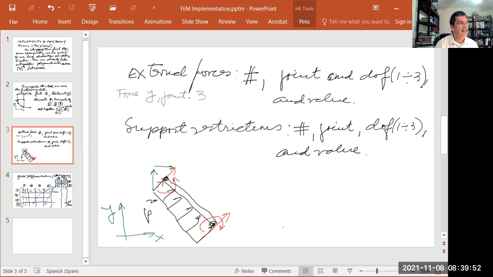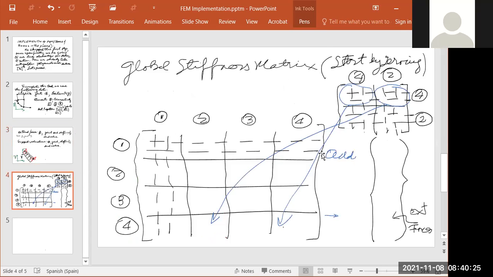What's the position of this value in the column of the external forces? What's the position? Mr. Valles, tell me, what's the position of this force, of this value? Joint 3 force in the y direction. What's going to be the position?